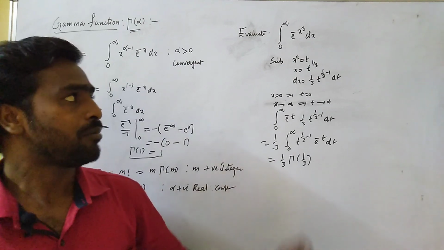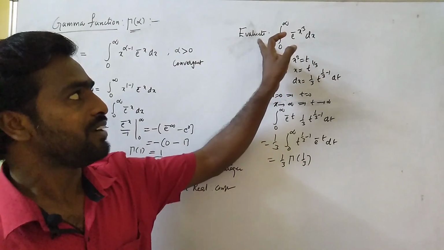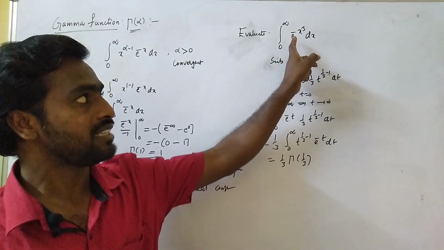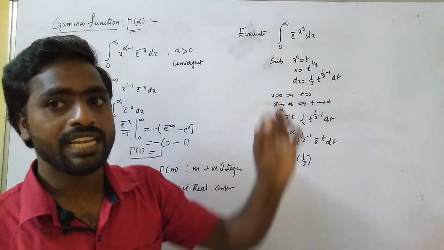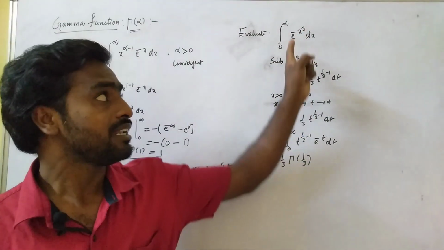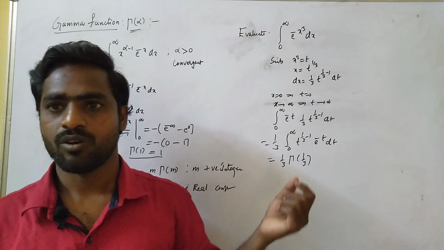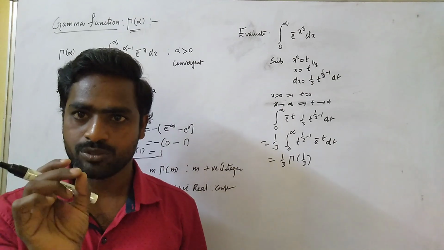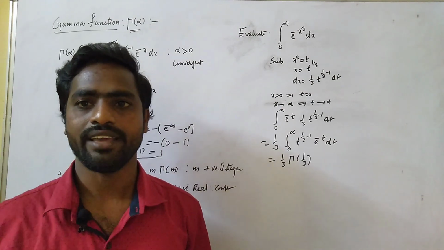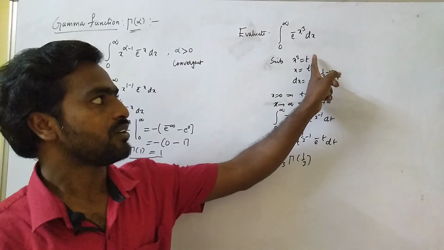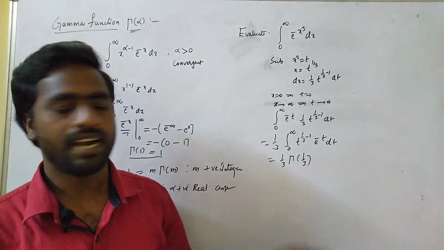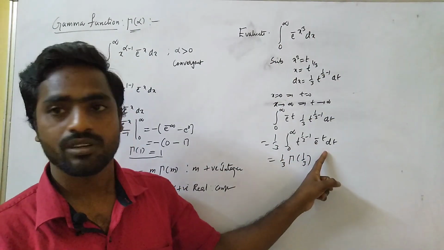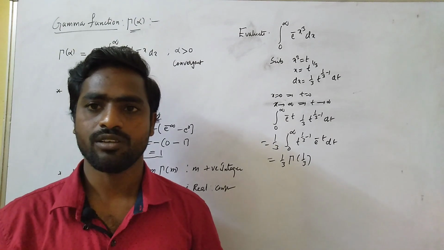So this is the procedure. Whatever the given problem, if it says evaluate the integral from 0 to infinity, then e power minus a single linear variable is needed, but here it is x power 3. Some problems have x power 2 or x power 1/2. So assume that term equal to a single linear variable, say t. Next, differentiate, find the limits for the new variable, convert the total integral to the new variable and apply the gamma function. You will get the result.